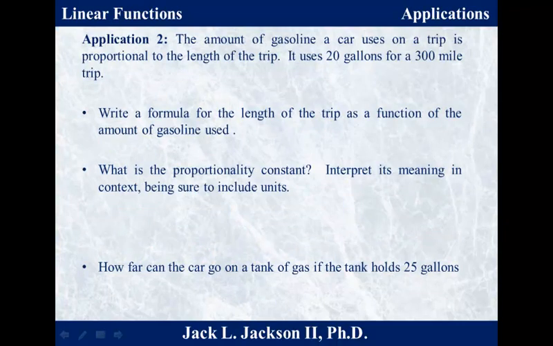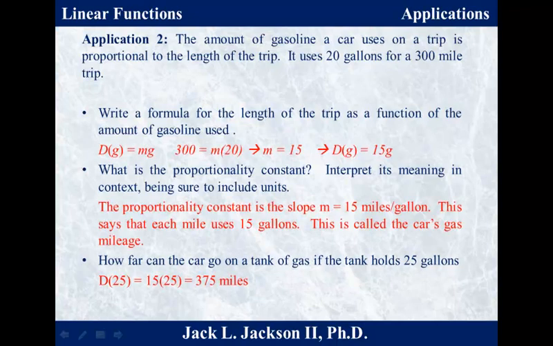Alright, here's another example. The amount of gasoline a car uses on a trip is proportional to the length of the trip. It uses 20 gallons for a 300-mile trip. Write a formula for the length of the trip as a function of the amount of gasoline used. What is the proportionality constant, and interpret its meaning in the context. Be sure to include units. And how far can the car go on a tank of gas if the tank holds 25 gallons? Okay, press pause and work this now.